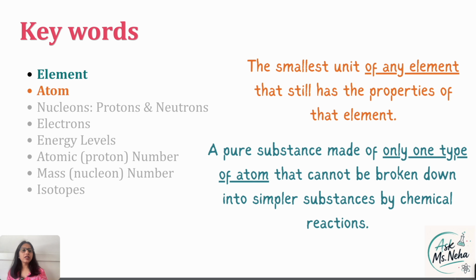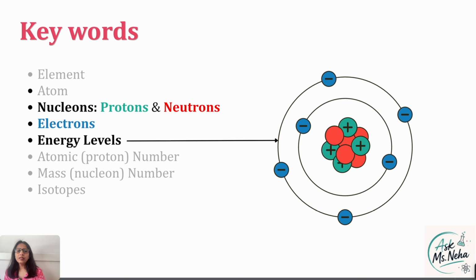Well, we know an atom can be broken down to subatomic particles, electrons, protons, and neutrons, but those subatomic particles don't exhibit the properties of the element. Only an atom can exhibit the properties of an element. Next up are nucleons and electrons.